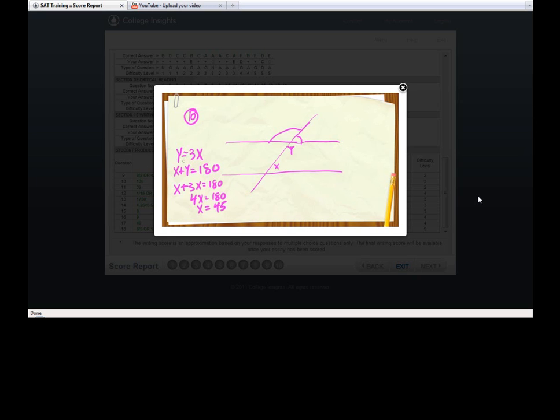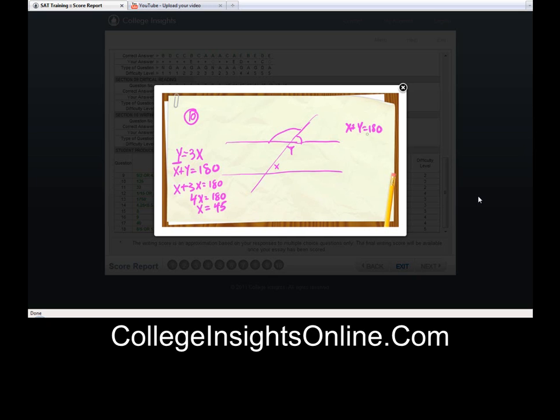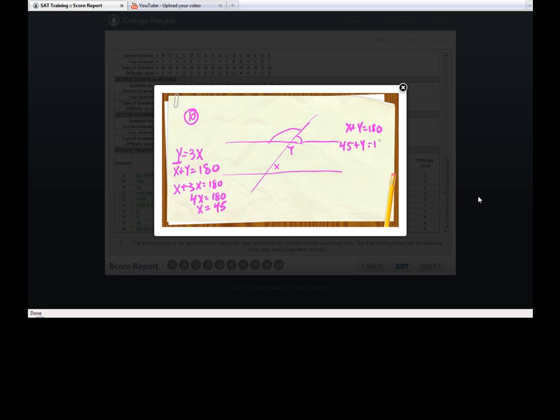But we need to find the value of y. And so we know, again, x plus y equals 180, which means 45 plus y equals 180. And subtract 45 from both sides. We're left with y equals 135.